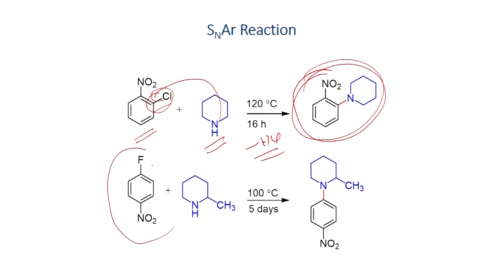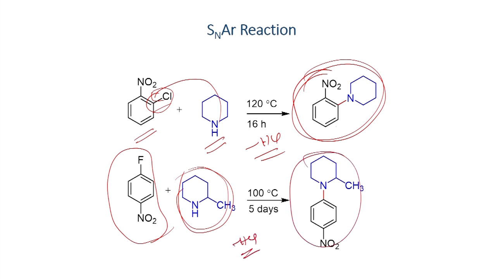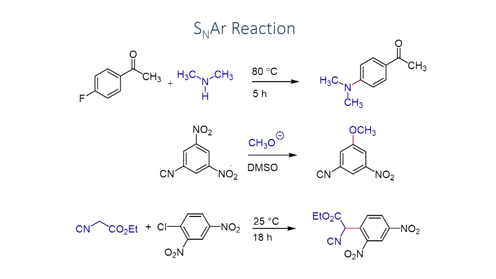If you look at here, you have the para position fluorine, which also can undergo, as we have just seen, reaction with this secondary cyclic amine, and can give this substituted compound as the product. If you look at here, the reaction you have to carry out under high temperature for a long reaction time to get the product in reasonable yield. Some more examples are shown in this slide.